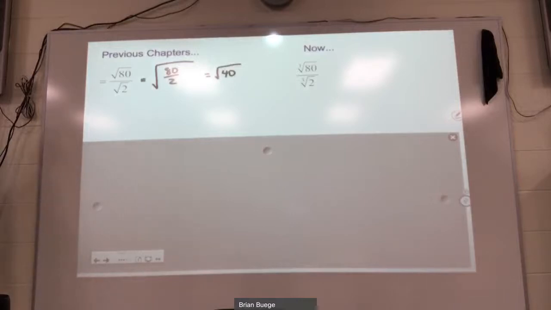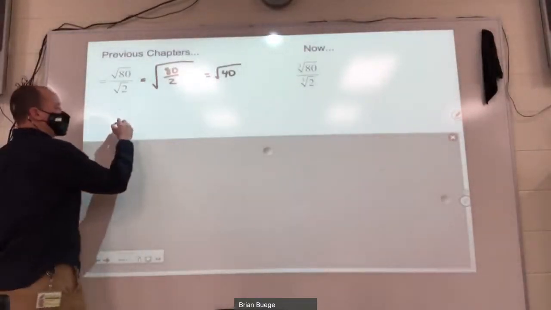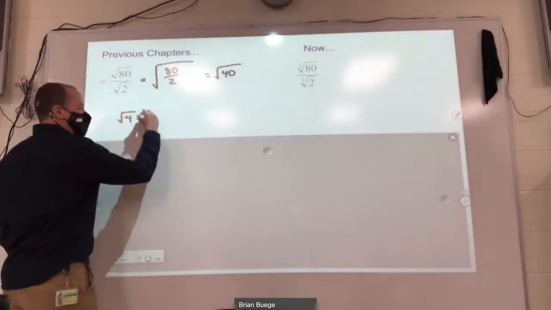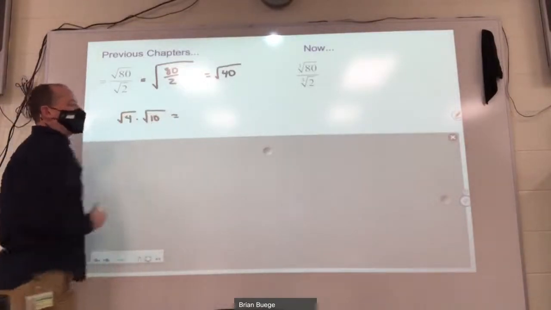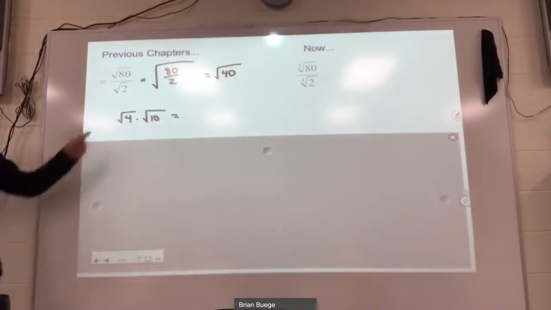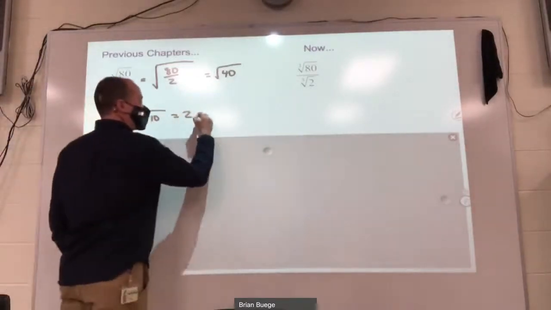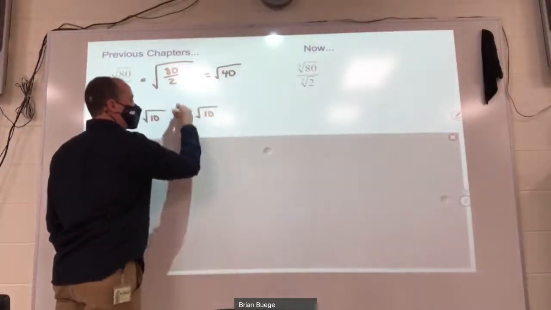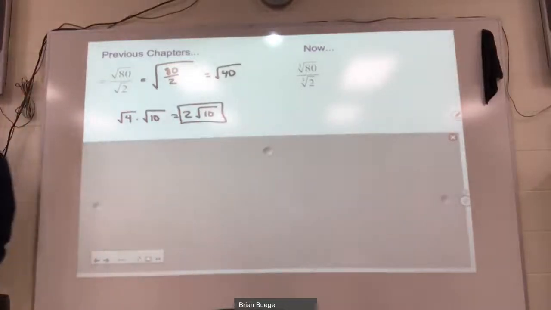What's a factor? What do we come up with? Kyle, what do you think? What's a factor of 40 that is a perfect square? Yep, 4. And actually, that's the biggest perfect square that goes into 40. So this becomes the square root of 4 times the square root of 10, which we simplify. I end up with 2 square root of 10 as my final answer.